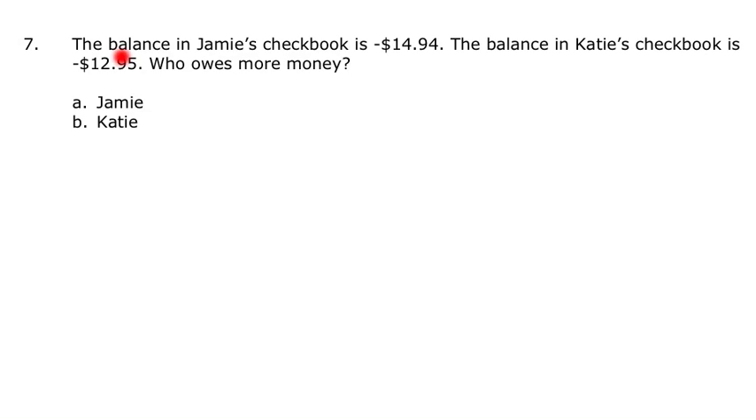Question number 7. The balance in Jamie's checkbook is negative $14.94. The balance in Katie's checkbook is negative $12.95. Who owes more money? And so your answer should be A, Jamie, because Jamie owes $14.94.